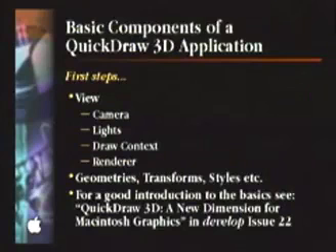The basic understanding that you need to start off with QuickDraw 3D is the concept of our view, which is an opaque object that brings together the cameras, the lights, the draw context, which is what you render to, and the renderer. To the view, you submit geometries, transforms, and styles to get your image drawn. That's about all I'll say, except to point you at a very useful article, Develop Issue 22, "QuickDraw 3D: New Dimension for Macintosh Graphics." It gives you a basic overview of our architecture and will help get you started.